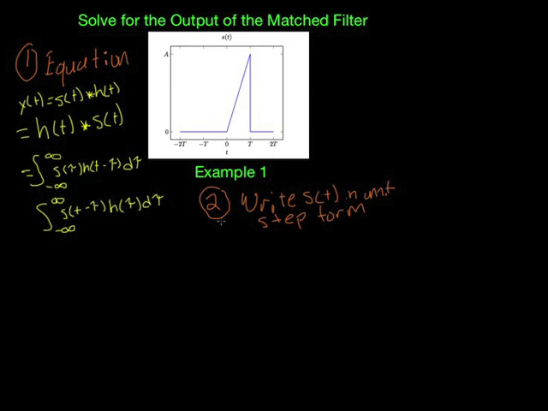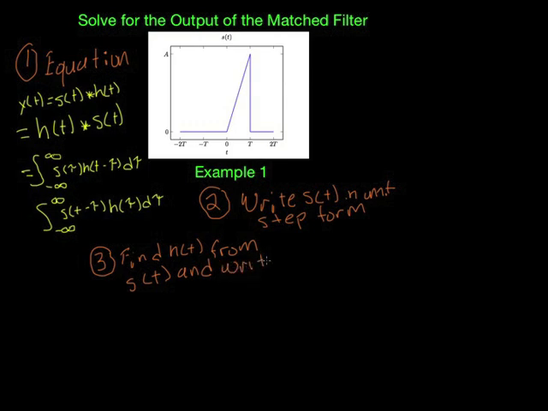From s of t, we will be able to find h of t, because h of t is the impulse response of a filter that is matched to the input. So number 3 on our list is: find h of t from s of t and write it in unit step form.